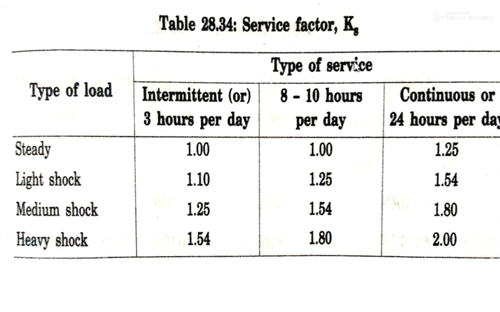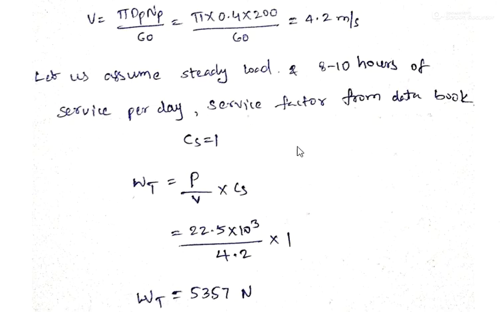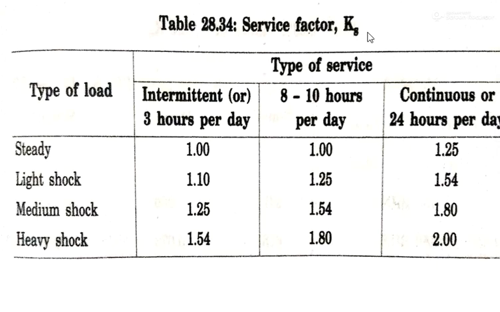Here we have taken CS as the service factor, and in the data book K is given. So friends, in different data books the notations will be different, but we have to understand the notations and take the appropriate values.